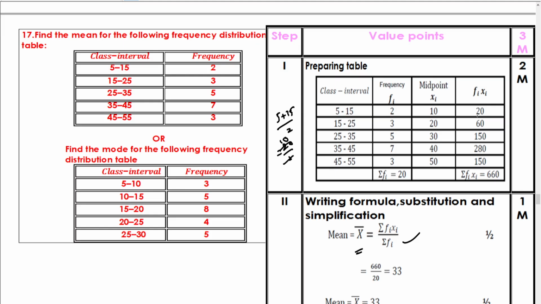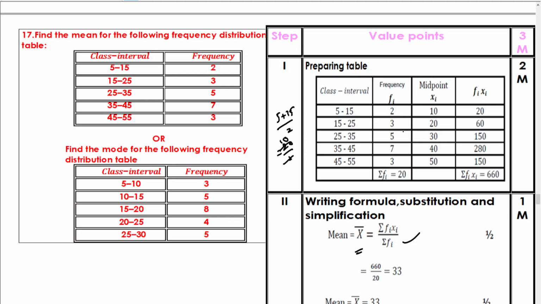Add all of them to get sigma Fi Xi. We also need sigma Fi. What is sigma Fi? Because we need it in the formula. First of all, you have to keep the formula in mind. In the formula, we want sigma Fi Xi, where Xi means the midpoint. I hope you understood clearly. And take the product of Fi Xi.